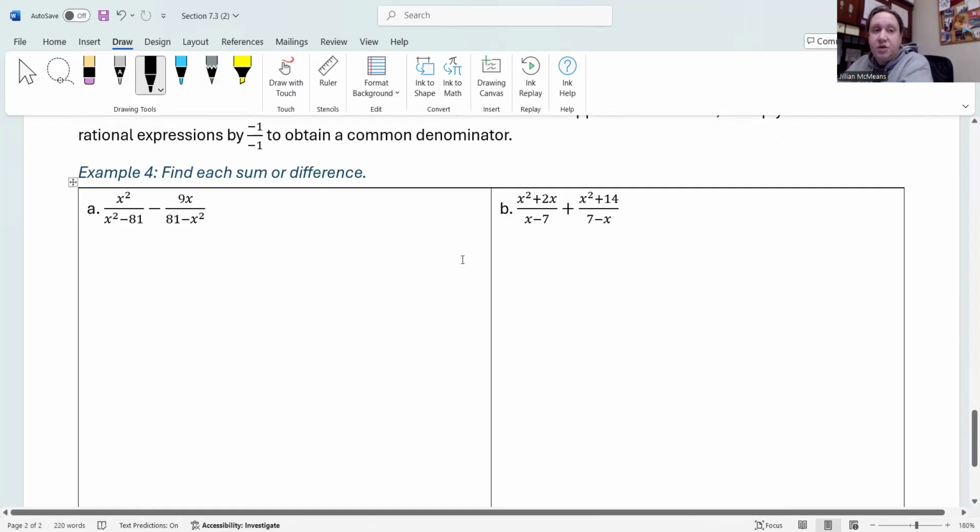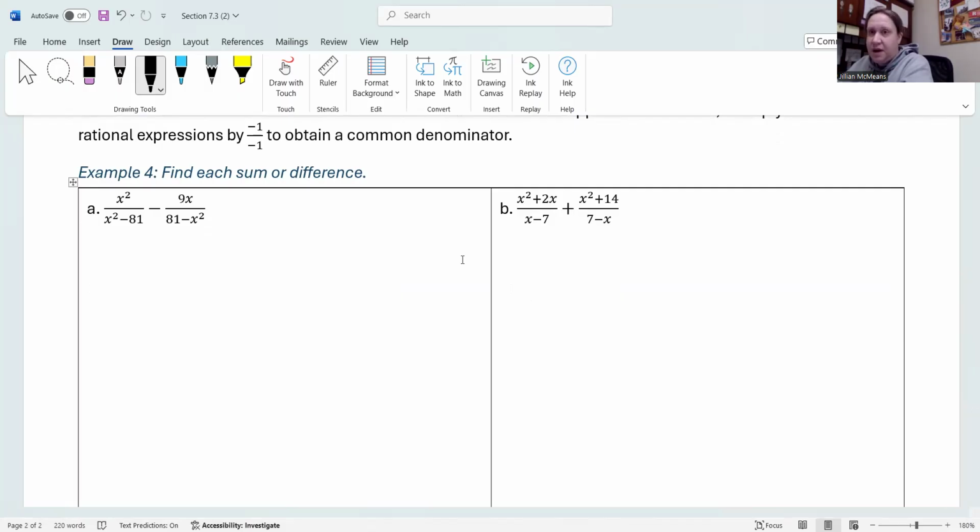For part A, we have x squared over x squared minus 81 minus 9x over 81 minus x squared. I don't like 81 minus x squared. It's not in standard form. So I'm going to rewrite this, but when I do that, I'm going to write the second denominator in standard form. So it's negative x squared plus 81.